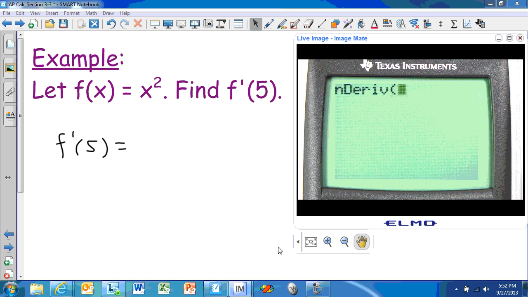But nderiv, the first thing you specify is your function. So my function is x squared. Again, if that function you'd already put into y1, and maybe you graphed it, did something with a table, whatever you did with it, you could specify y1 right here in the nderiv command, so I don't have to retype that function. It's just x squared, and we haven't put it into y1, so that's why I'm going to type it in this time. The variable is x, and the value was 5. We wanted f prime at 5.